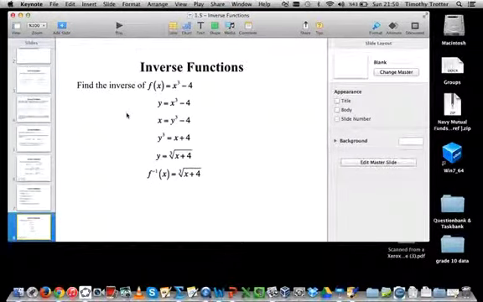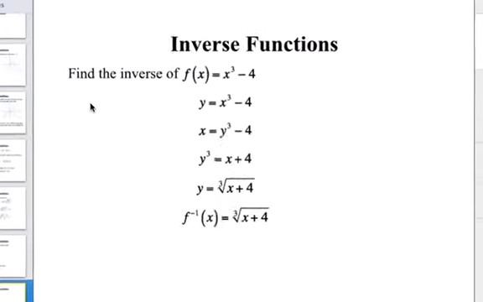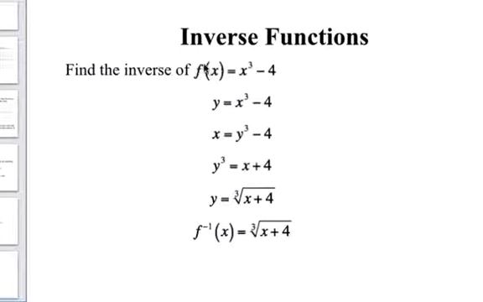So what I would like you to do in order to find the inverse of a function is, if it's given to you in this notation, go ahead and change it into y. And then what we want to do is switch x and y. We just change that into an x, change that into a y, everything else is the same. Then we want to solve for y.